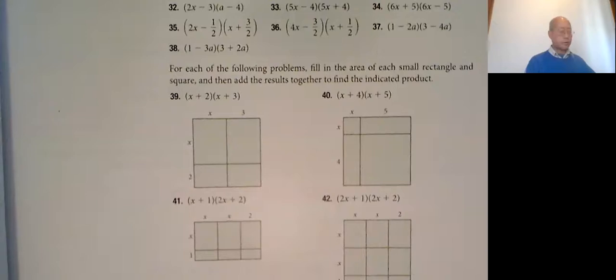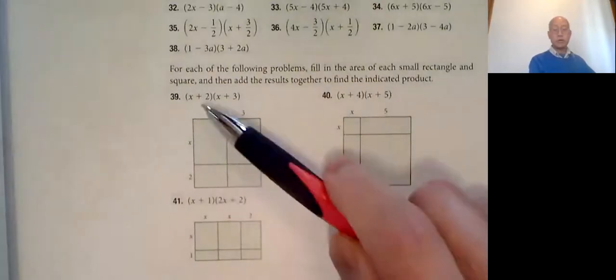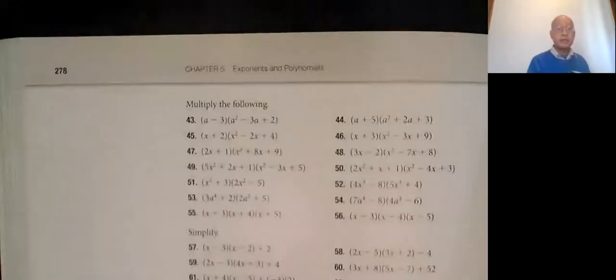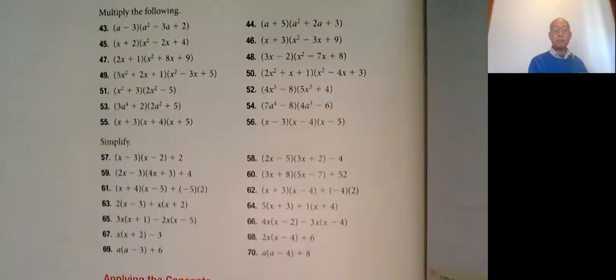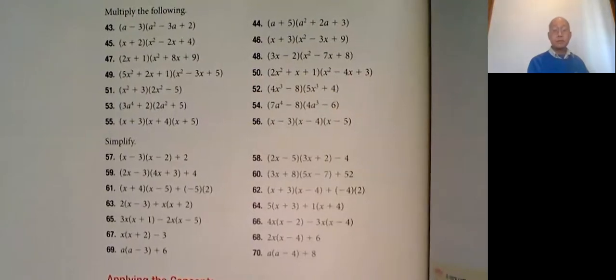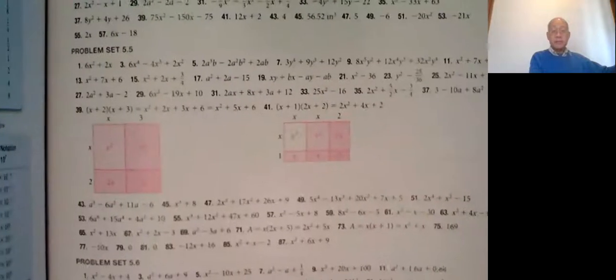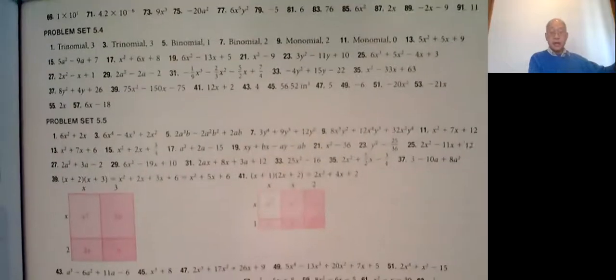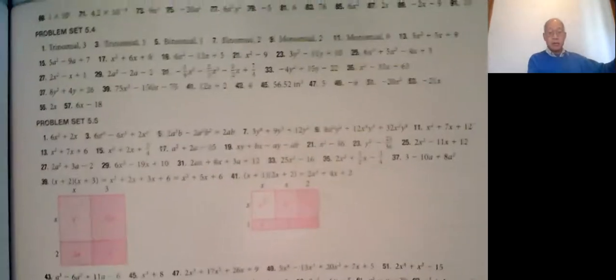When we work out these problems like 39 and 41, ignore these boxes. We're just going to multiply this and we're going to multiply that. So ignore any of those box pictures that you have. Page 278, go up to 69, and you can see 69 there. Pictures in the back. Okay, 5.5. There. Seeing it a little bit better.